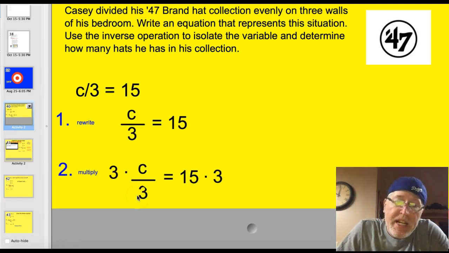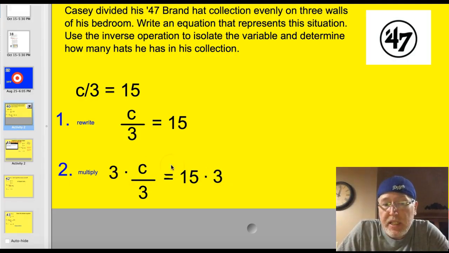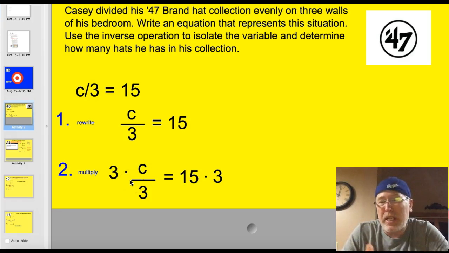Then we need to get rid of this number down here. We want to get C by itself. We want to isolate it. So the way you get rid of C divided by 3 is you multiply it by 3. You multiply it by 3 on this side, and you multiply it by 3 on that side. See the little dot? I like using the dot for multiplication. If you put an X in here, it looks like another variable. So it's just a good idea to use the dot.